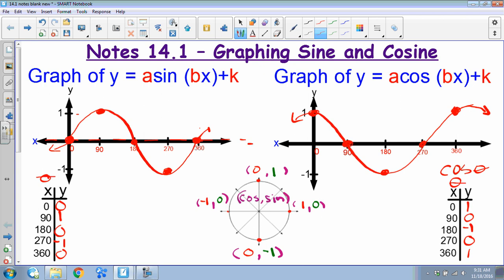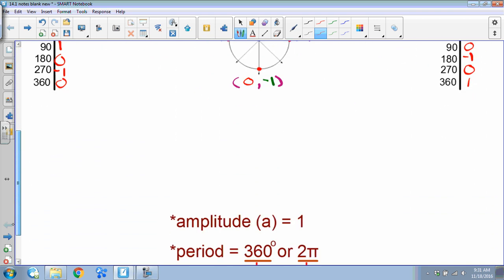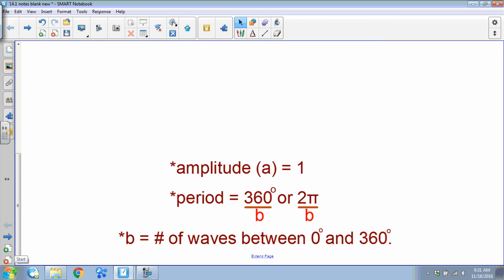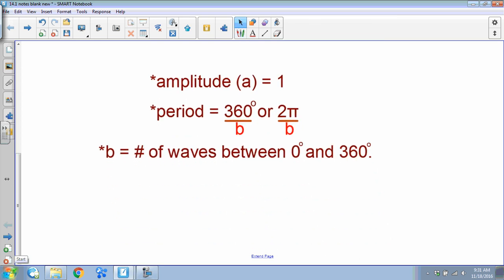Okay? Your midline, if it's not transformed, is at the x-axis. And it's symmetrical. So my maximum for sine is 1, and my minimum is -1. And same thing for cosine. Okay? Any questions? Okay, so amplitude is that A. Amplitude for parent graph is 1. Amplitude represents how high and low your maximum and your minimum of the graph.